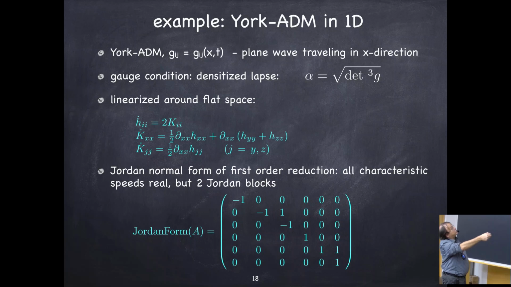But now we just do it in one space dimension. So we just consider a plane wave, let's say traveling in the x direction. We linearize it around flat space. So now your Einstein equations look really, really simple.